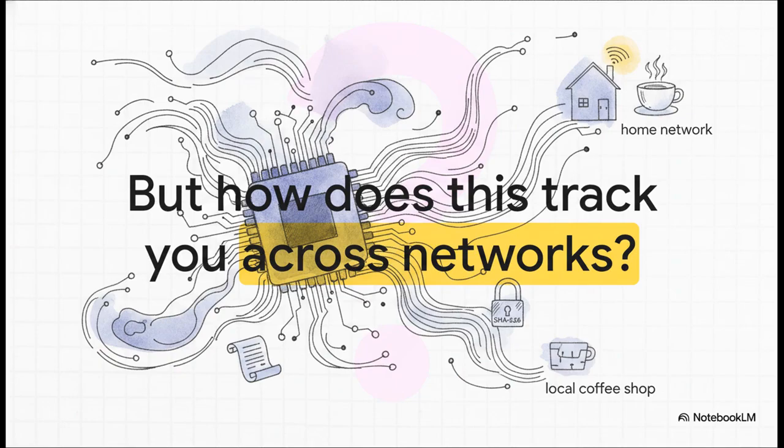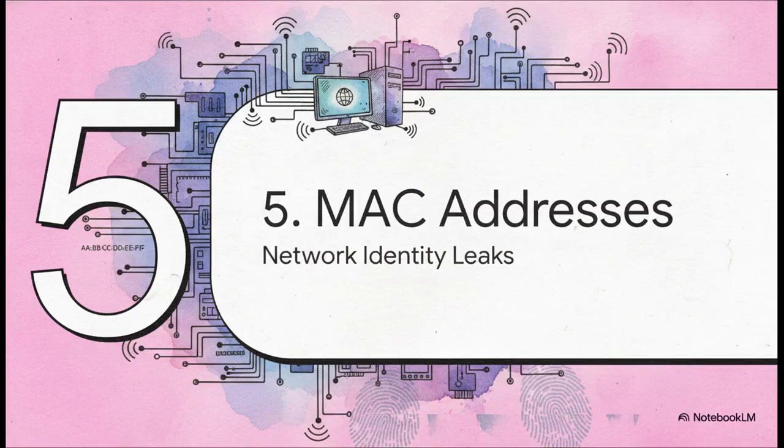But wait, how does this actually track you across networks? We've talked entirely about what's safely tucked inside the box, right? The birth certificates, the silicon, the generated hashes. But how does this internal identity leap out of your computer and track you as you move through the world? From your home network to the local coffee shop. Section 5. MAC addresses and network leaks.